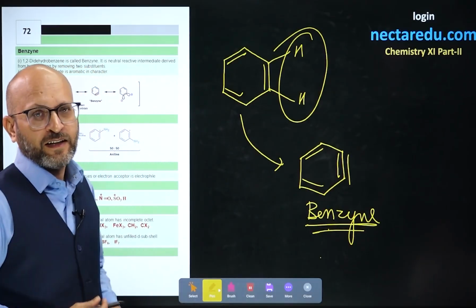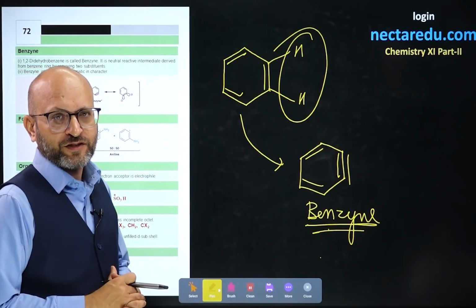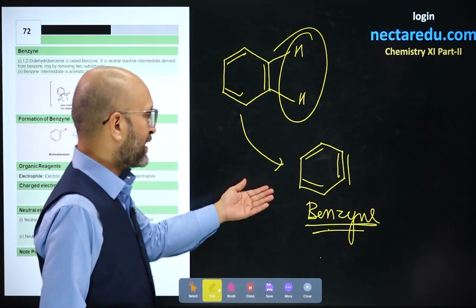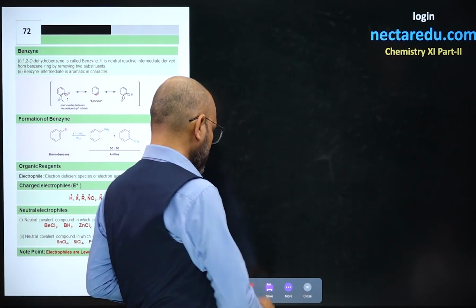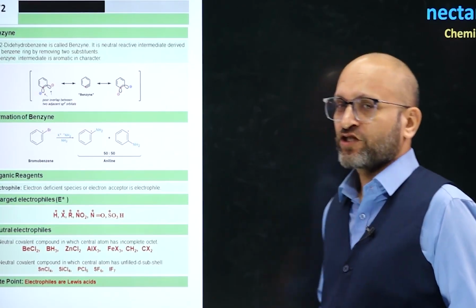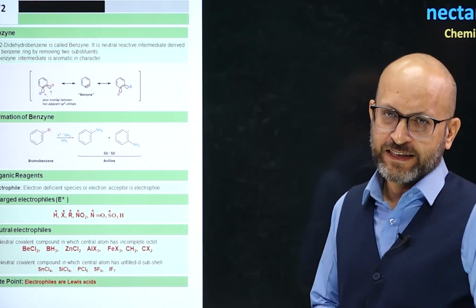It is an intermediate that is formed in certain reactions, and this goes on to form products. So benzyne is formed in a reaction which is commonly known as benzyne substitution. In a benzyne substitution reaction, we have formation of benzyne.